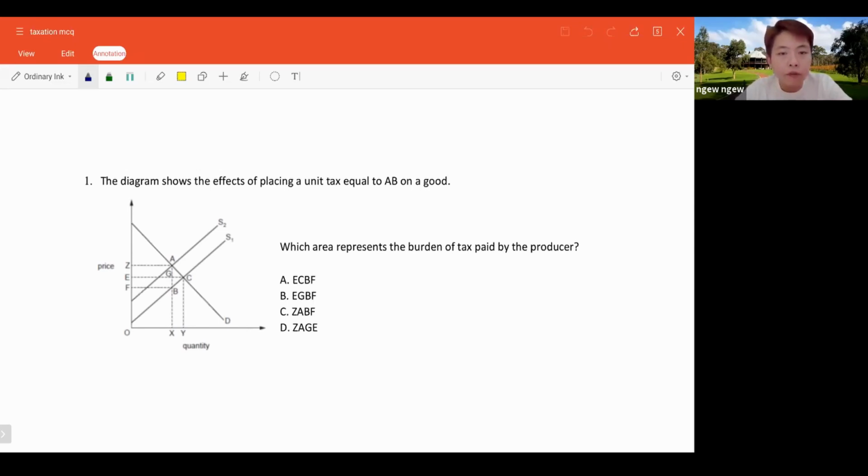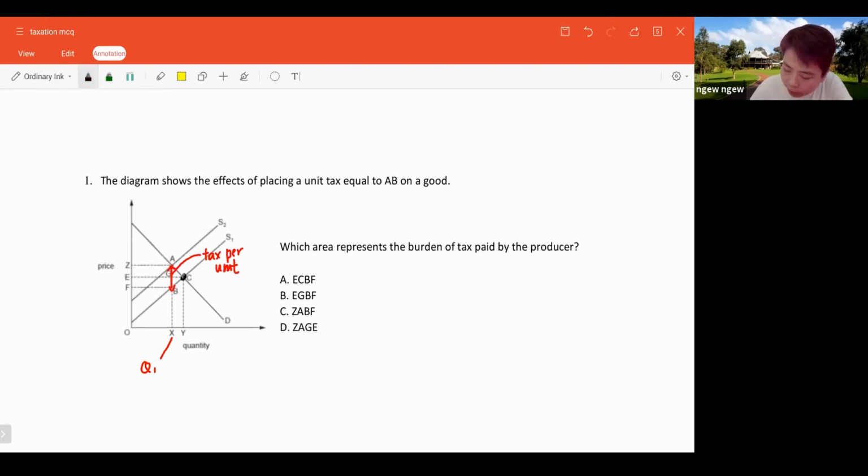Now the diagram shows the effect of placing a unit tax equal to AB. Okay, when they say a tax on goods, remember to find out what is the original Q and what is the new Q, step 1. So this is the new Q, and they already mentioned AB, right? So therefore AB, write down the information, this is actually the tax per unit. And second step, as you know, the change in market price will show you the tax incidence on consumer. So again, you need to deduce this kind of information.